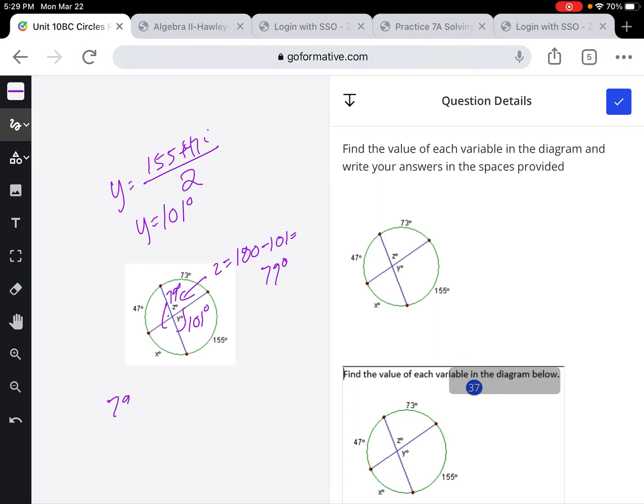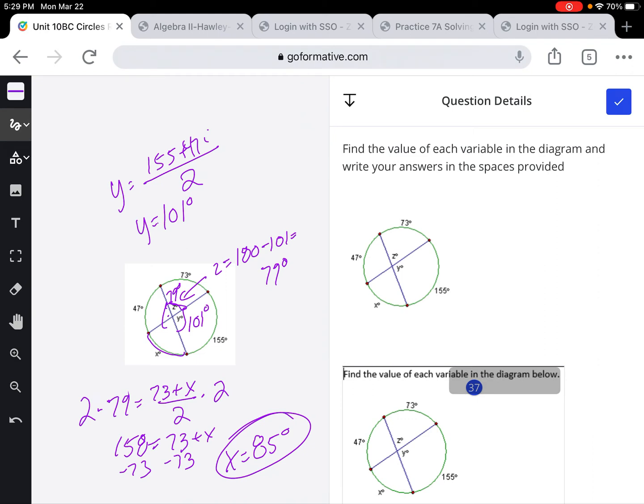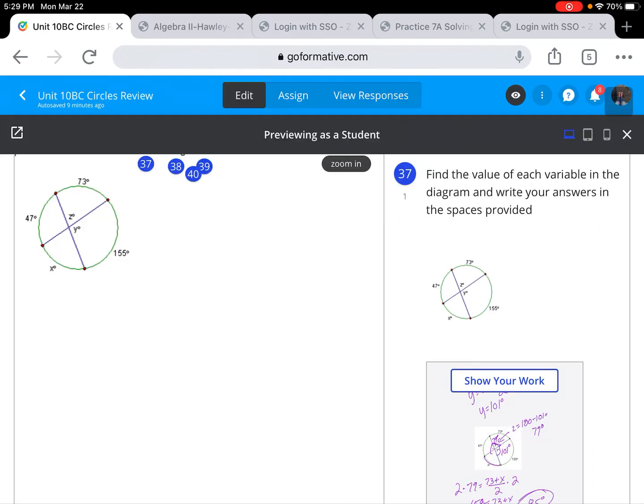I know 79 is equal to 73 plus x divided by 2, because, again, this is an angle, the arc, so 158 equals 73 plus x. X is equal to 85 degrees.